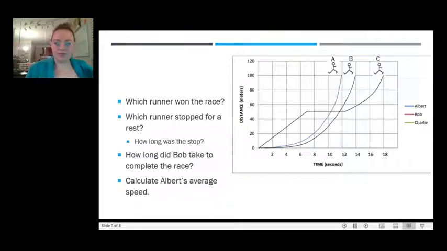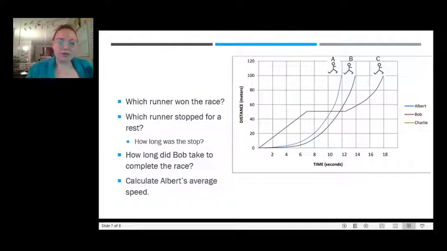So let's talk about this graph. We have Albert, Bob, and Charlie. And we want to know who won the race. So we want to know who went the same distance in the least amount of time. If they all went 100 meters, Albert finished in the least amount of time. Albert finished in 10 seconds, Bob finished in 14, and Charlie in 18. So Albert was the fastest.